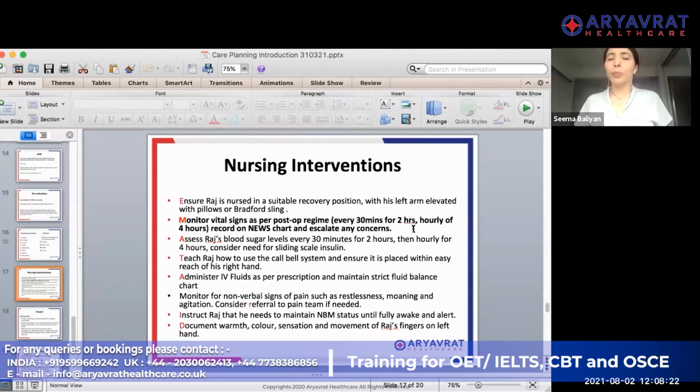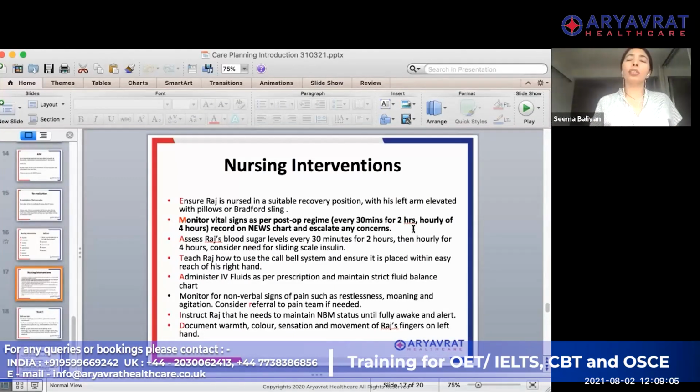Administer all IV fluids or his medication as per prescription, and then maintain a fluid balance chart. Monitor all his verbal and non-verbal signs such as restlessness, moaning, agitation, and refer him to the pain team if required. We will also refer him for physiotherapy. Instruct Raj that he needs to maintain his nil by mouth status until fully awake, because we don't want him drinking something and hence aspirating. And then we are going to document the warmth, color, sensation and movements of Raj's fingers on the left hand, and the other interventions that we have done.